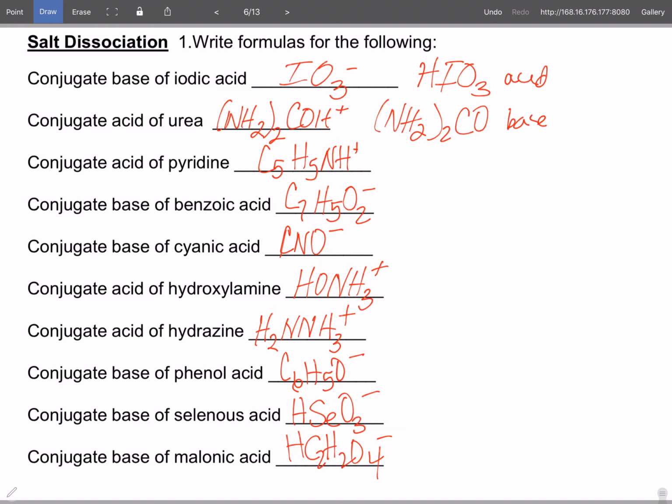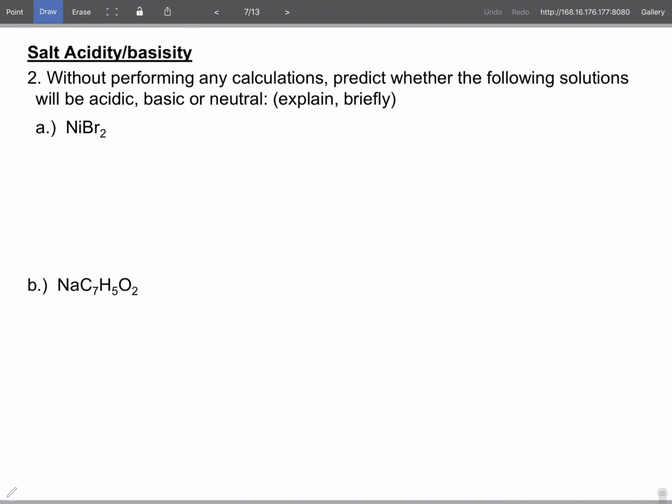Okay. So with salts, you should be able to identify whether they're acidic or basic without performing any calculations. Now, trust me, we will do some calculations shortly. But right now, I want you just to look at them. And you will have one like this on the test.